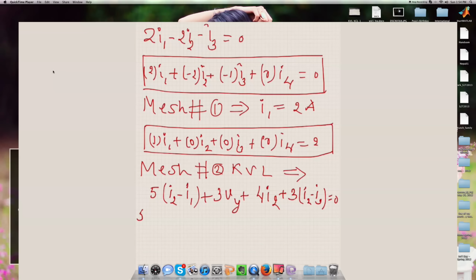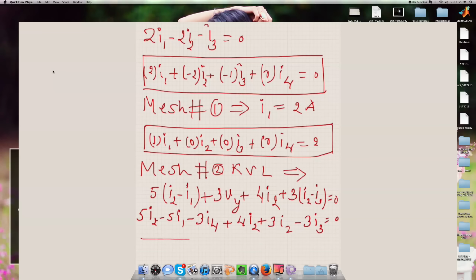So we can expand this fellow. Let's do that. 5I2 minus 5I1 plus 3Vy. The Vy is minus I4. Remember that. So minus 3I4, then plus 4I2, and then plus 3I2 minus 3I3 equals 0. So we're ready for another box, folks.